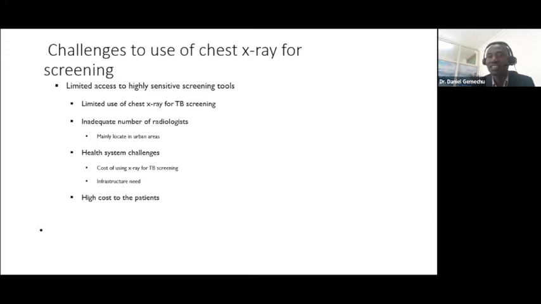Besides the health system cost and challenge, it also impacts the capacity of patients to get access to highly sensitive TB screening tools. So these are the major challenges we are having as a country in reaching out to the patients whom we need to find, treat, and give adequate quality of care. Next slide.